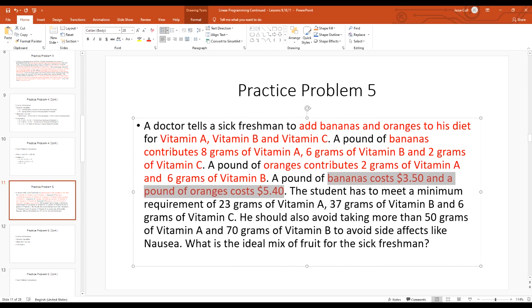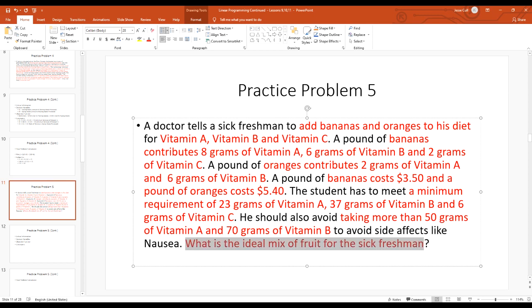The student has to meet a minimum requirement. Anytime we see minimum requirement, we know automatically that this is going to be a limitation. So we have a minimum requirement of 23 grams of vitamin A, 37 grams of vitamin B, and 6 grams of vitamin C. But we also have 2 more. We should be taking no more than 50 grams of vitamin A and 70 grams of vitamin B. What is the ideal mix for the sick freshman?